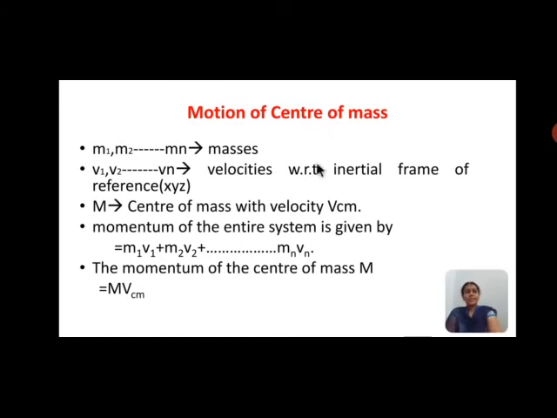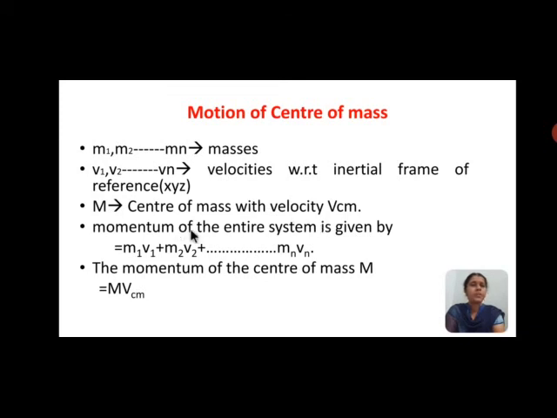So here again consider the system with n number of particles whose masses are m1, m2, m3 up to mn, and they are moving with the velocities v1, v2 up to vn with respect to what? With respect to the inertial frame of reference x, y, z. Now we are studying the motion of the center of mass. So now capital M be the center of mass with the velocity capital V CM. What is the CM? It denotes the center of mass. Capital V is the velocity of the entire system, not an individual.